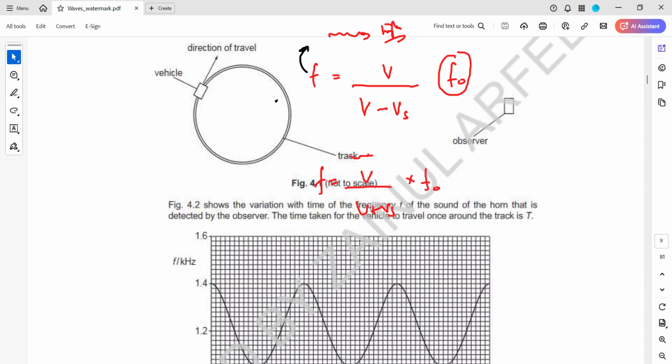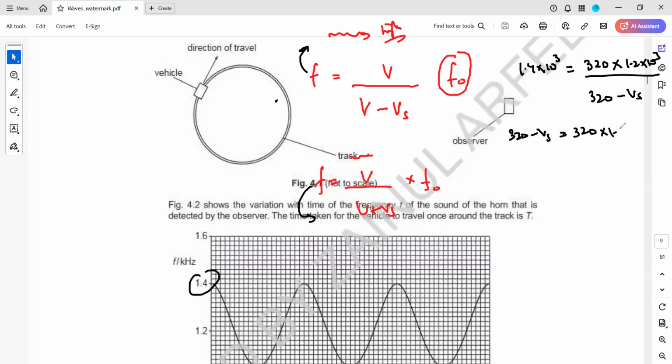If you use a maximum value of the frequency, then you will use this formula. If a minimum value, you will use the other formula. So if I'm using a maximum value, like 1.4 kilohertz, I'll substitute this as 1.4 times 10^3. The speed of the wave is 320, and the original frequency was 1.2 kilohertz, divided by the speed of the wave, 320, minus the speed of the source. Now we cross multiply. So 320 minus vs is equal to 320 times 1.2 times 10^3 divided by 1.4 times 10^3. The 10^3 cancels with the 10^3.